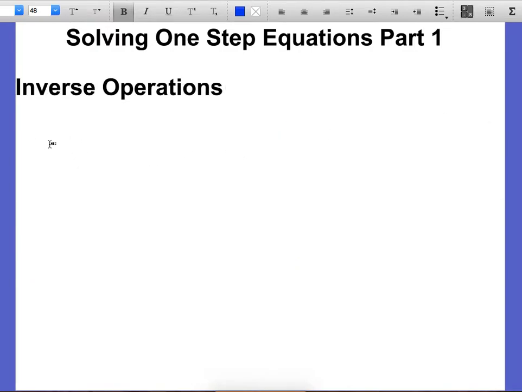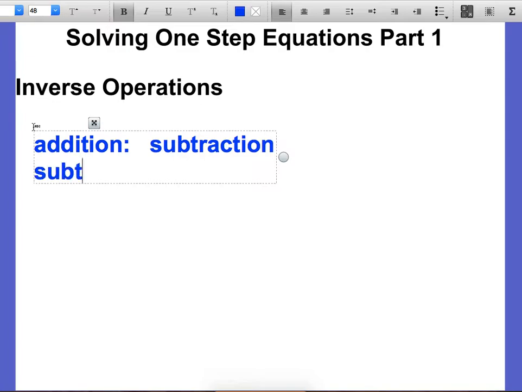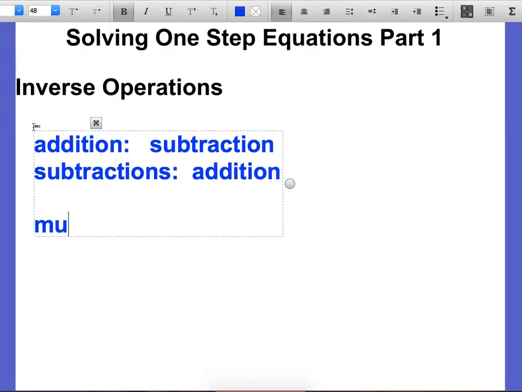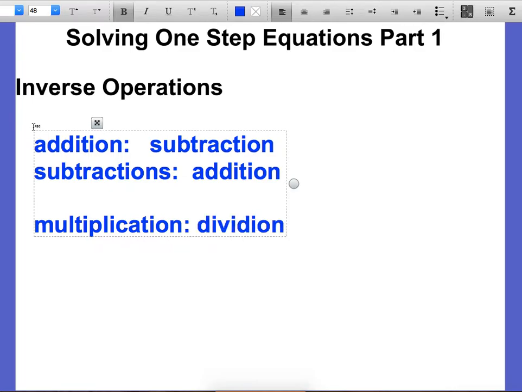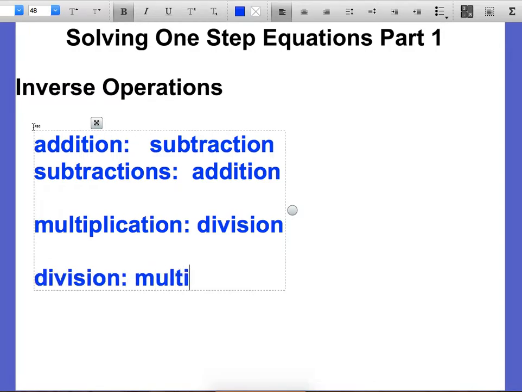So to get there, we're going to have to use inverse operations. If I see addition in my equation happening, then I have to think what is the inverse or what is the opposite? That would be subtraction. And if I go the opposite way, if I start with subtraction, I would have to go ahead and do addition. If I have multiplication, the opposite or the inverse would be division. If I have division, the opposite would be multiplication.